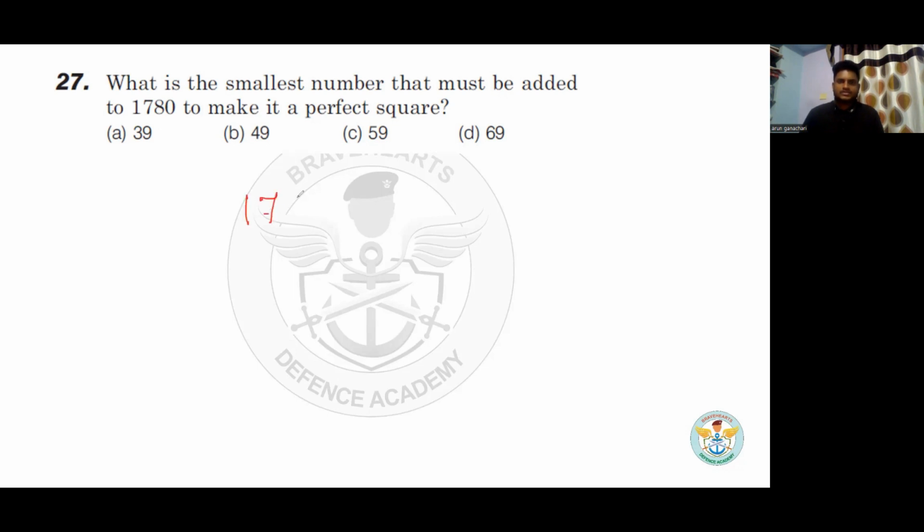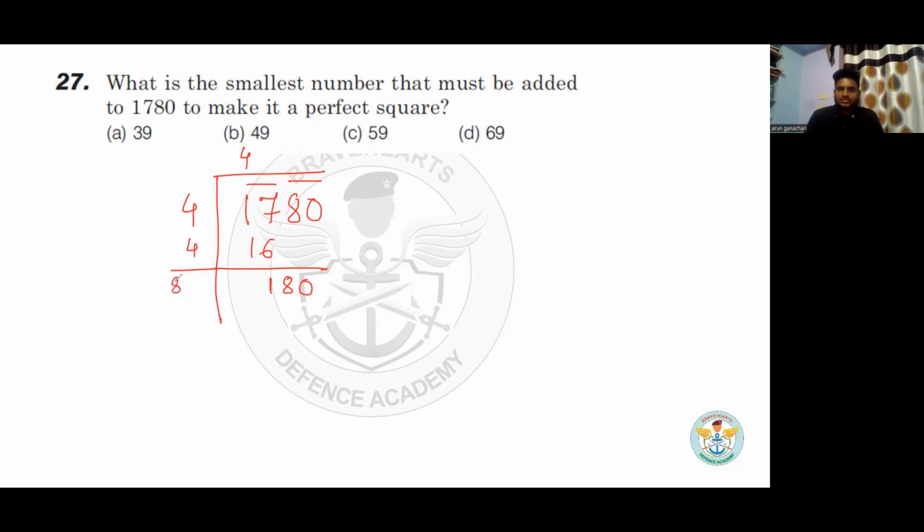The number is 1780. We have to start from the right side, then take the clubbing. My number is what now? 17. First 2 digits is 17. So I will try to find a square which is nearest to that. 4 4s are 16 and 1 is a remainder. My number will become 180. I have multiplied by 4, so I have to add 4. The number is 8.